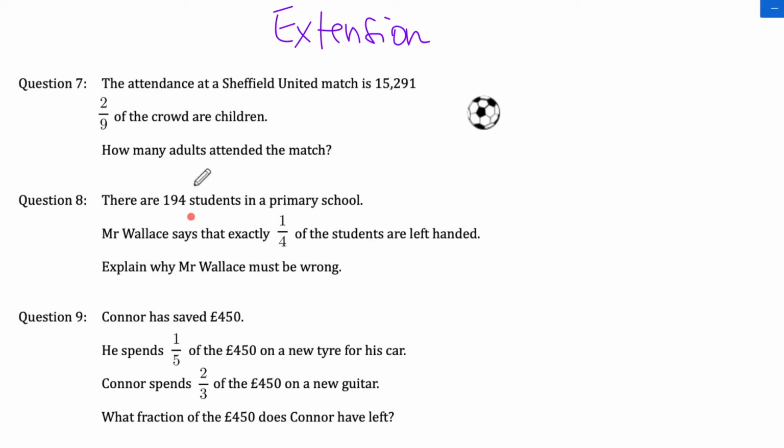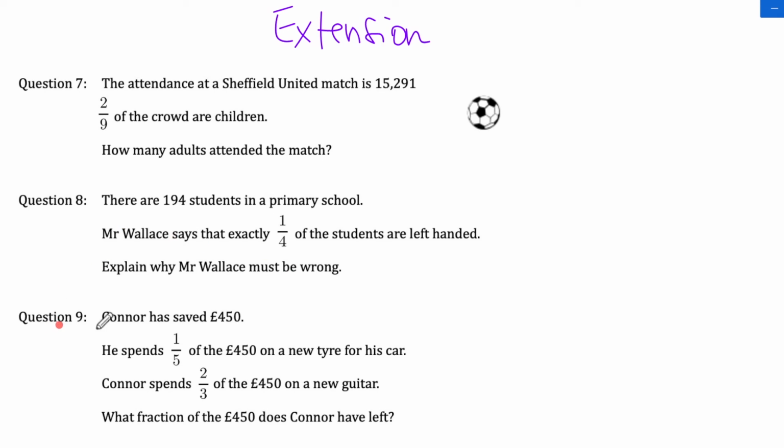And if you look at this number, you might not be able to tell, but this is not a multiple of 4. This number doesn't divide exactly by 4. So that's why he's wrong, because if you divide that number by 4, you will get a decimal. So that's why he's wrong.